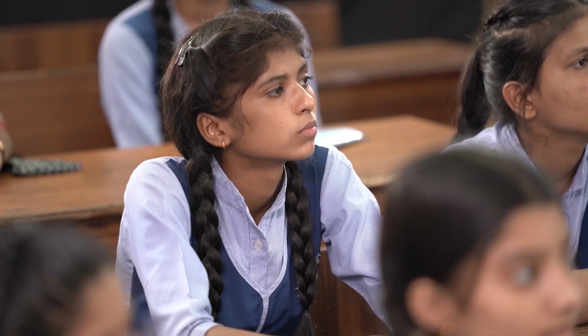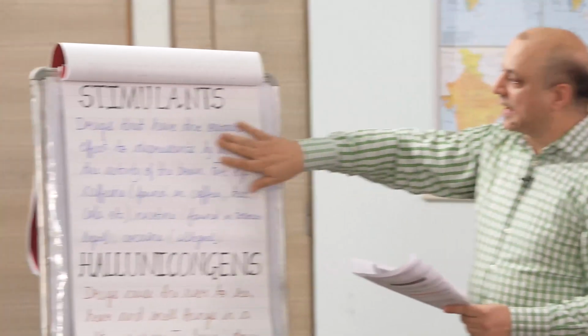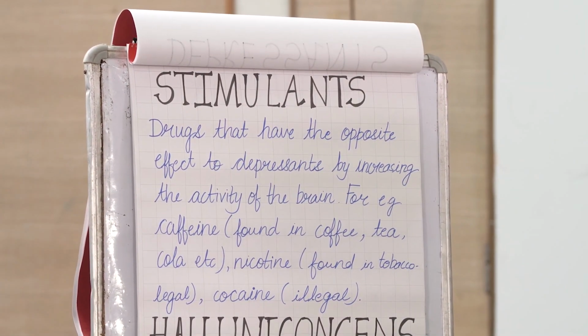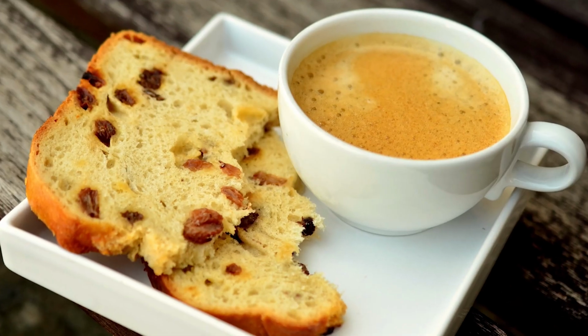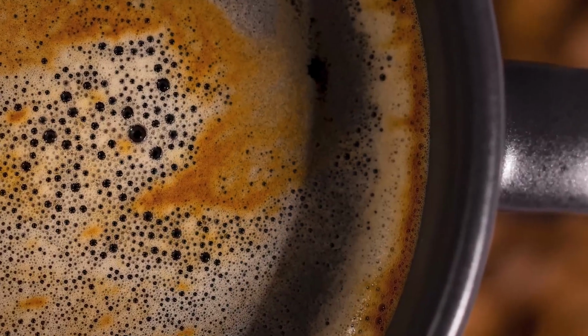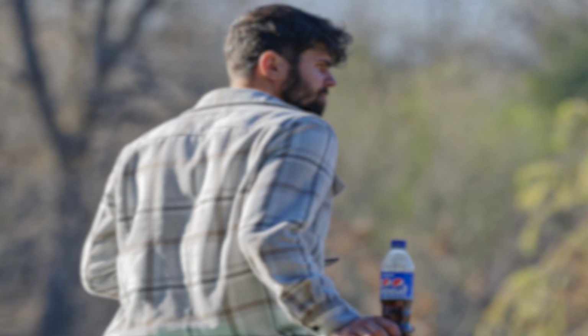Now we will discuss stimulants. Stimulants again are drugs that have the opposite effect of depressants. So they make us more alert by increasing the activity of our brain. For example, caffeine, found in coffee, tea, cola.